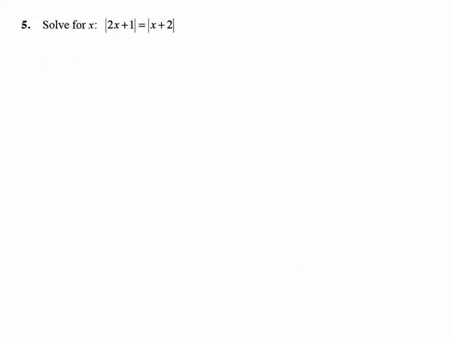Before we start the problem here, notice what we got. This could either be positive or negative, and this could either be positive or negative. So we actually have 4 different cases, don't we? We have this being positive, this being positive. We have this being positive, this being negative. Then we have this negative, this positive. Then we have this negative, this negative.